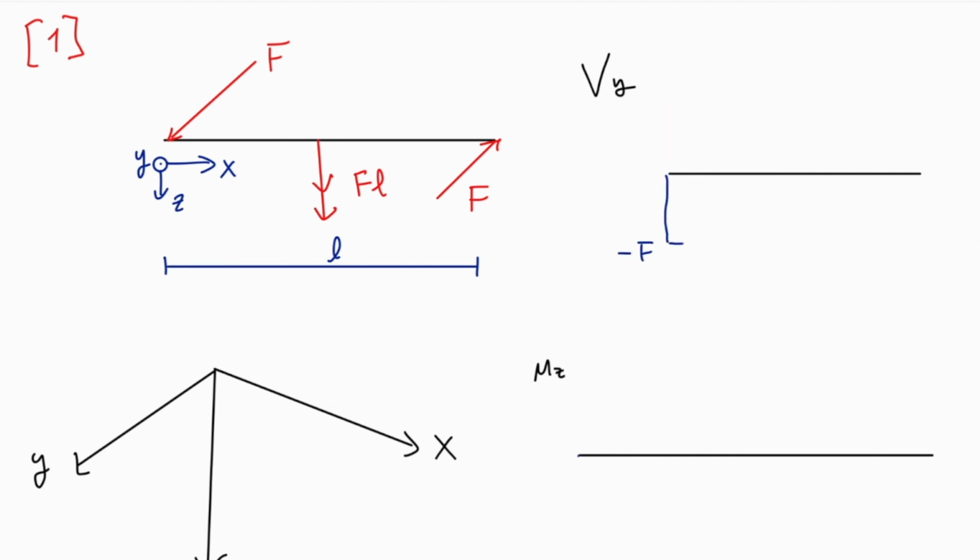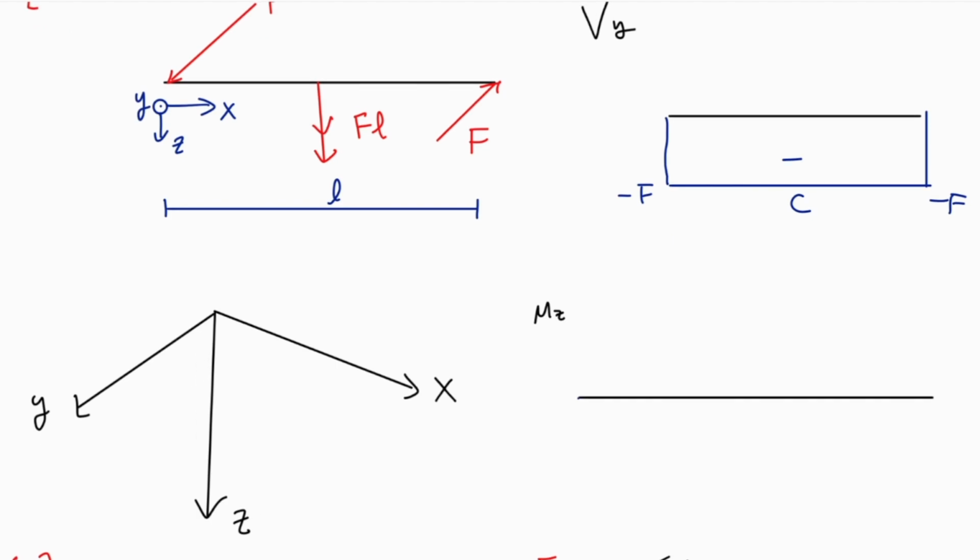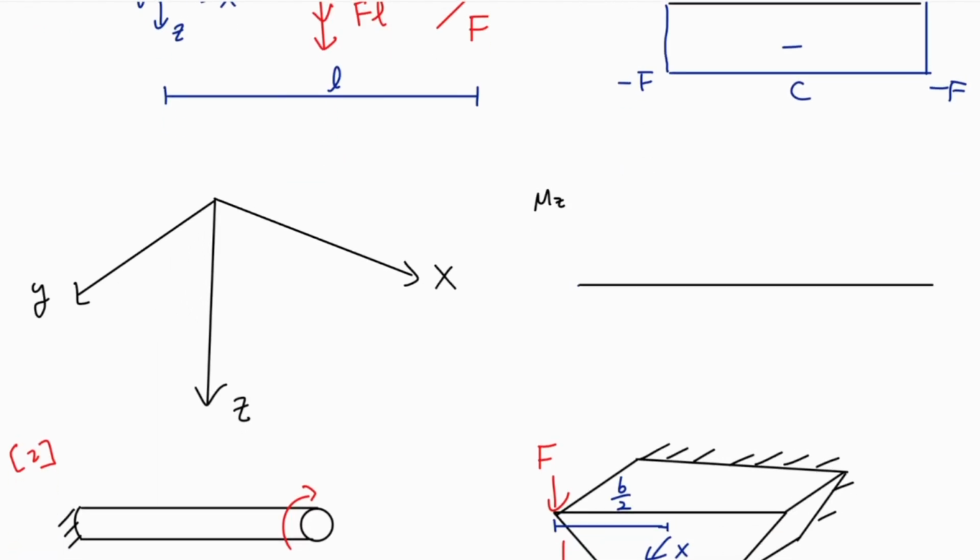And then nothing happens, so we have a constant load, and it jumps back up to 0. So we have minus constant, minus F. Then Mz happens, and Mz is something that you have to be very careful of. I will go through the right-hand rule with you guys again, and then you will see why Mz is actually the negative integral of Qy.